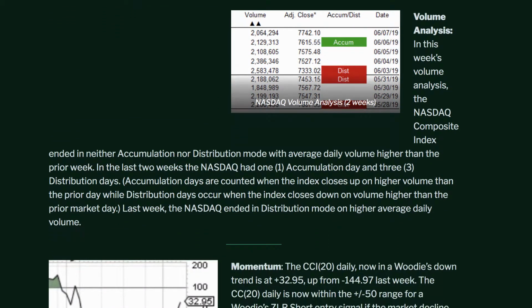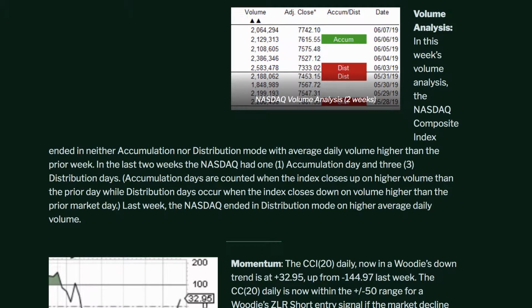Volume analysis. In this week's volume analysis, the Nasdaq Composite Index ended in neither accumulation nor distribution mode, with average daily volume higher than the prior week. In the last 2 weeks, the Nasdaq had 1 accumulation day and 3 distribution days. Accumulation days are counted when the index closes up on higher volume than the prior market day, while distribution days occur when the index closes down on volume higher than the prior market day. Last week, the Nasdaq ended in distribution mode on higher average daily volume.